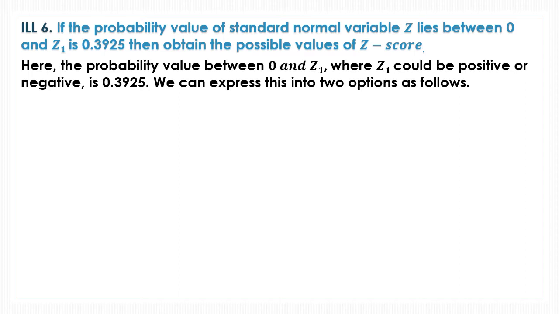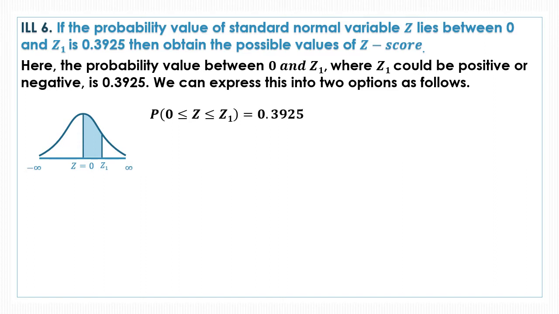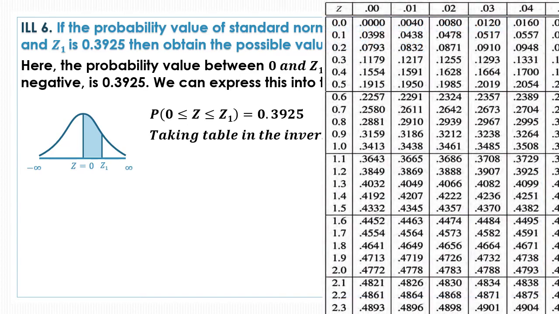So we have two options here. In the first option, we assume that Z1 is on the positive side of the curve. Then the probability of Z lying between 0 and Z1 is 0.3925. So we are going to take the table in inverse order. Right now we have the probability, so using the probability we will find the value of Z1. First of all, we have to find the probability 3925 in the given table.